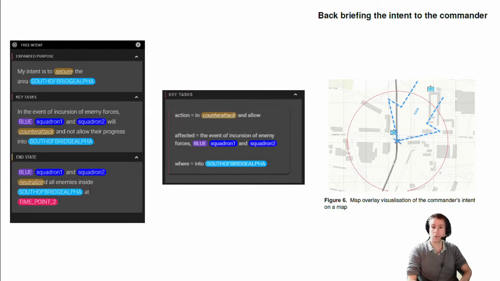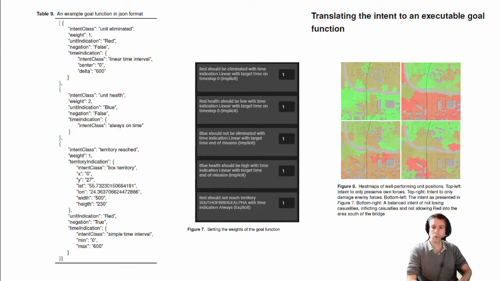their regular work. In the third part of our article, we are using the command intent as an evaluation function for a reinforcement learning algorithm. On the left side, you see a JSON format of this evaluation function. We chose to make this a simulator agnostic format so that any kind of simulation could be able to evaluate such a command intent.